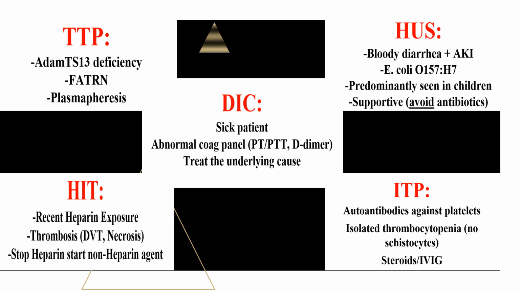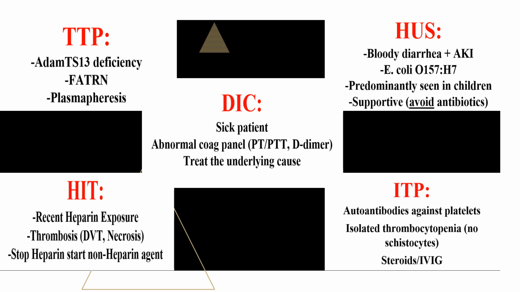And then finally, DIC, remember, this is going to be a sick patient. They're going to be septic, malignancy, etc. They're going to have an abnormal coag panel. This is the only one that's going to have that elevated PT, PTT, and your elevated D-dimer. And then remember, of course, for DIC, you're going to treat the underlying cause, malignancy, sepsis, whatever it is, to fix the patient and replace whatever they need.